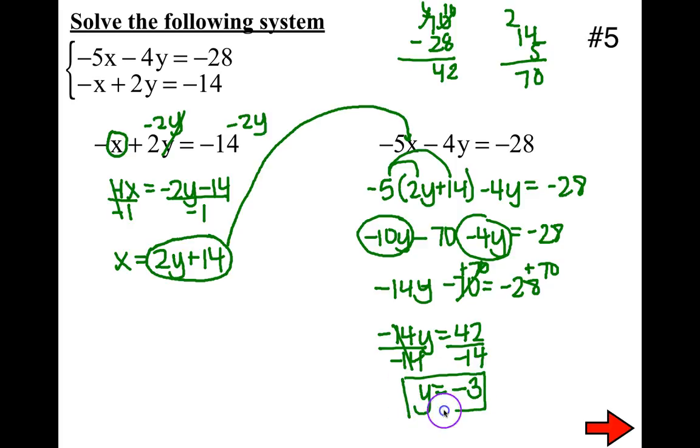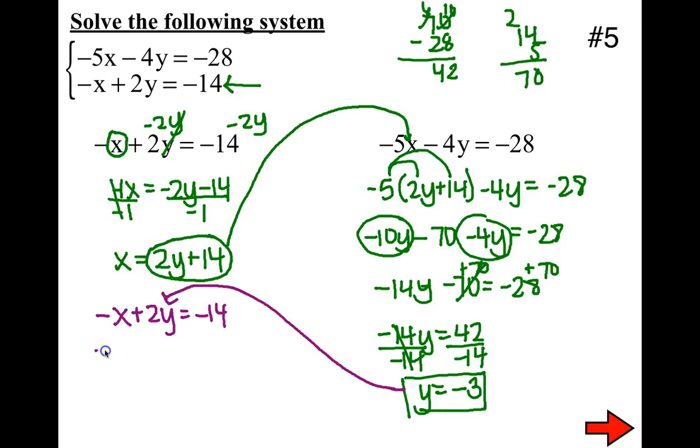So now that I know the value of y, I still need to find the value of x. I get to choose whichever equation I want. I think this first one might be a better choice. It looks a little bit more simple. So let's do that. We're going to do negative x plus 2y equals negative 14. I'm going to go ahead and take the value of y and plug it in for y. So now I'm going to be left with negative x plus 2 times a negative 3 equals negative 14. So now it's negative x, 2 times negative 3 is negative 6 equals negative 14.